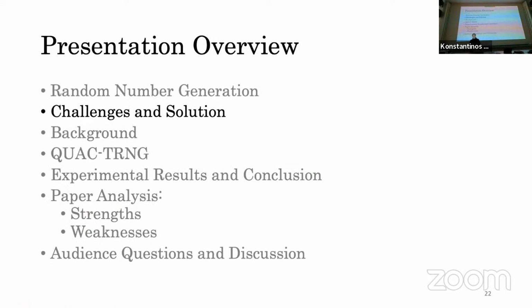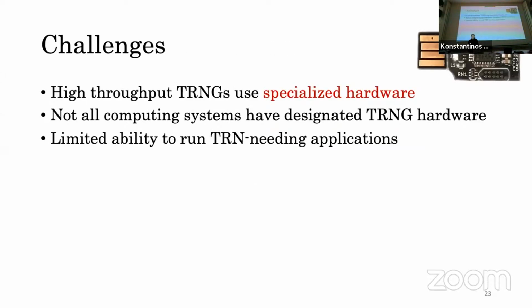Now let's quickly cover some challenges that we currently face in generating true random numbers. As I mentioned before, true random number generators require specialized hardware, like chaos circuits, for example, and not all computing systems are equipped with such. This limits the capacity of many computing systems to produce true random numbers and to use them in applications that are run on these systems.